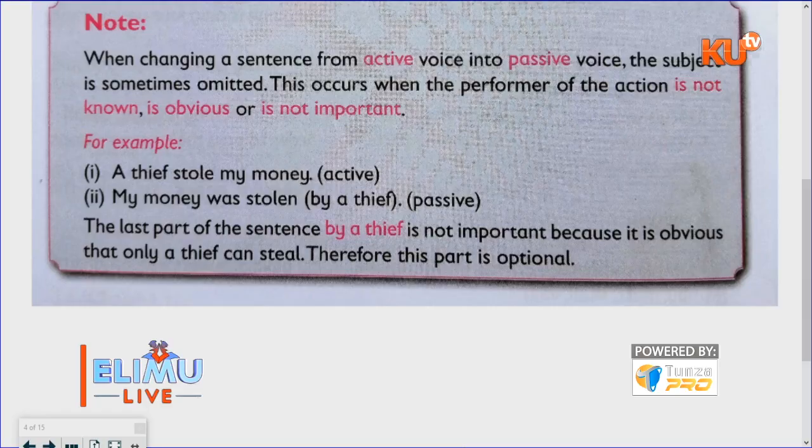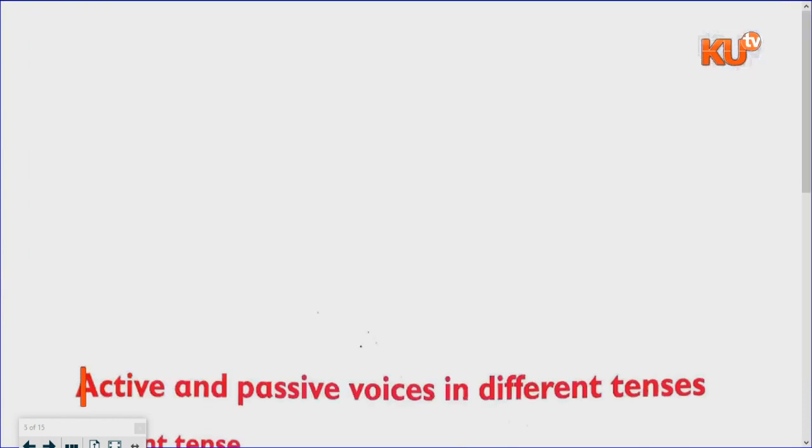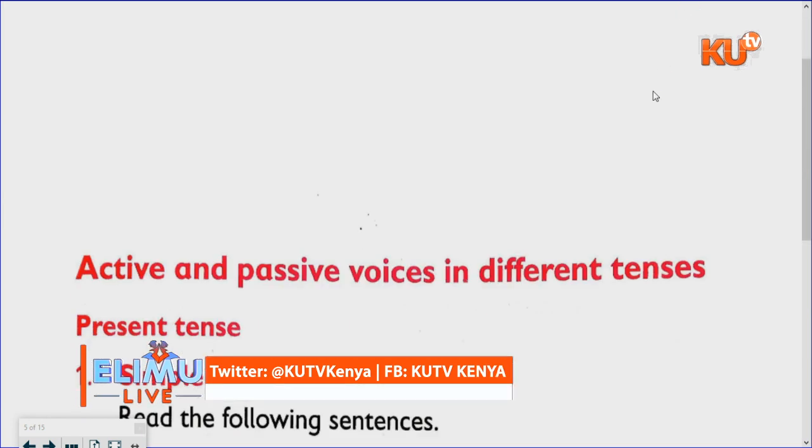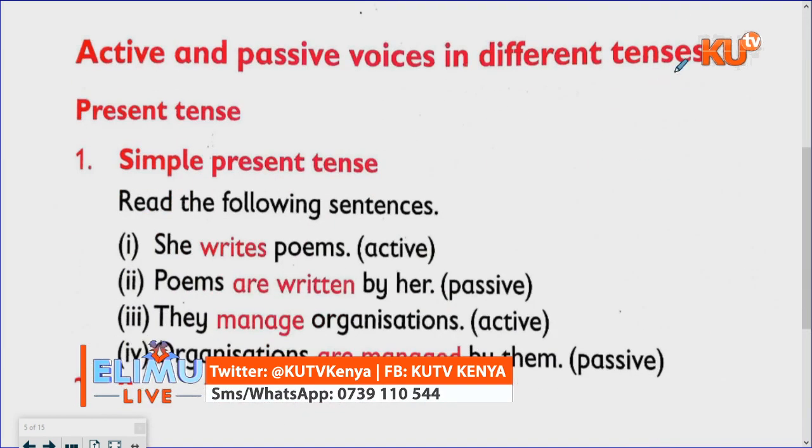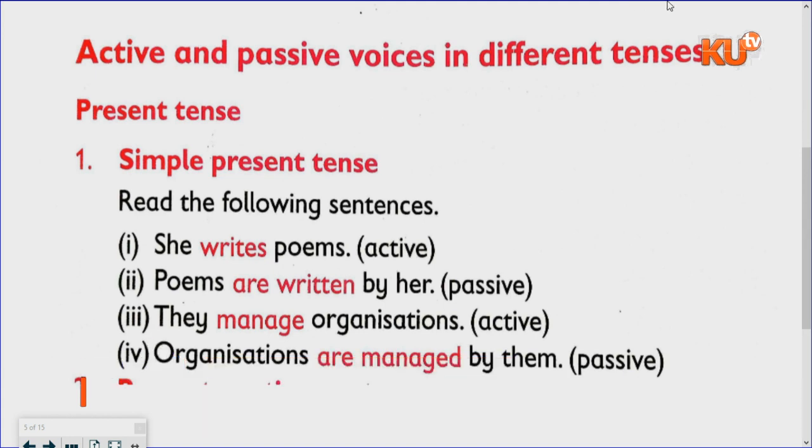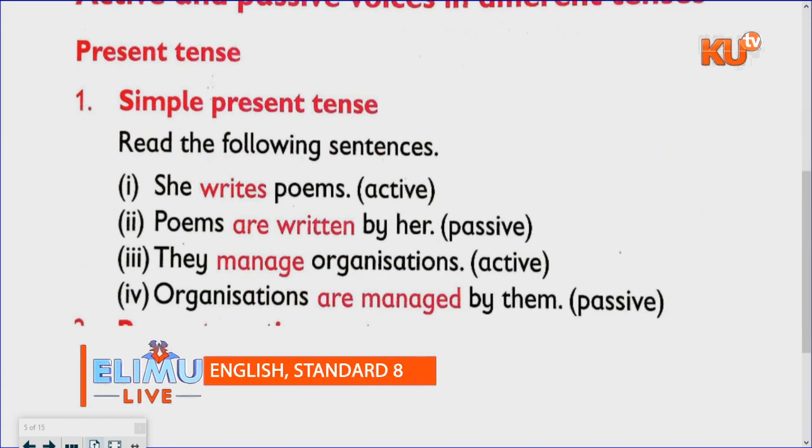Taking you to the next part of my notes today: active and passive voices in different tenses. Present tense. In simple present tense, I want you to read those sentences. She writes poems. That is in active voice.